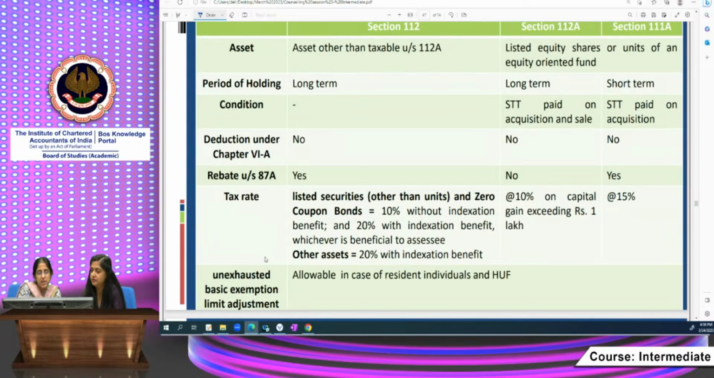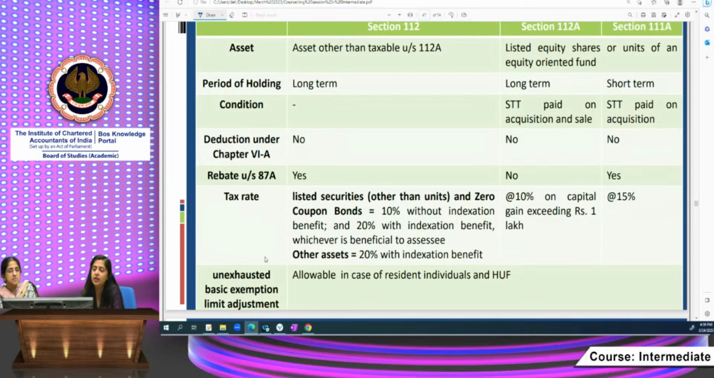So pay careful attention. Whether the assessee is opting for BAC or not, whether the individual is opting or not, income under these three sections is taxable under these three heads only. There is no separate rate if the individual is opting for BAC or not. The special rates under this section will remain the same.